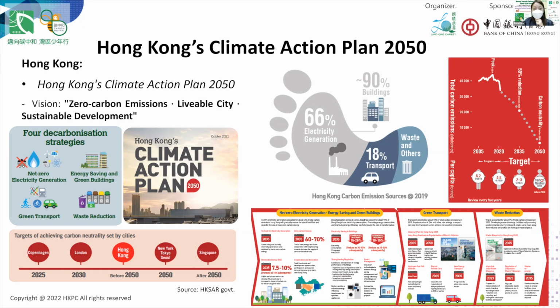Actually, why we are majorly focused on buildings is because it is found that 66% of the carbon emissions are from electricity generation, and among them, there are over 90% are from buildings. So it is very important to reduce carbon in buildings so that we can help the city to achieve carbon neutrality.